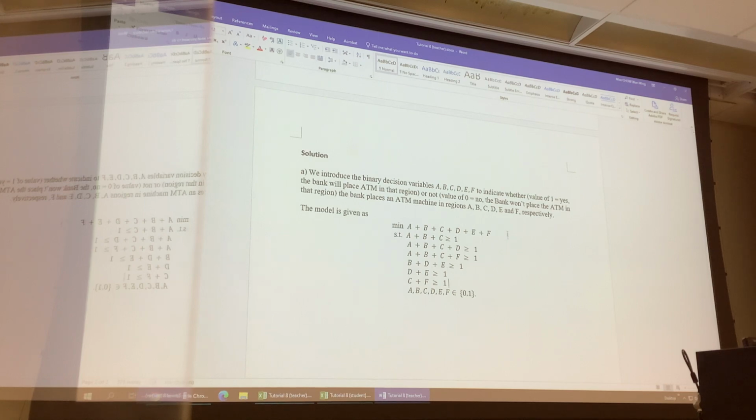So you have the part A solutions, and here you have the first one, that is the objective equation, because minimize means minimizing the number of ATMs to be placed. So for this objective we have to sum A, B, C, D, E, F, the number of ATMs. That is just the summation of these 6 regions. So this one is the objective equation, and then we have 7 constraints in total.